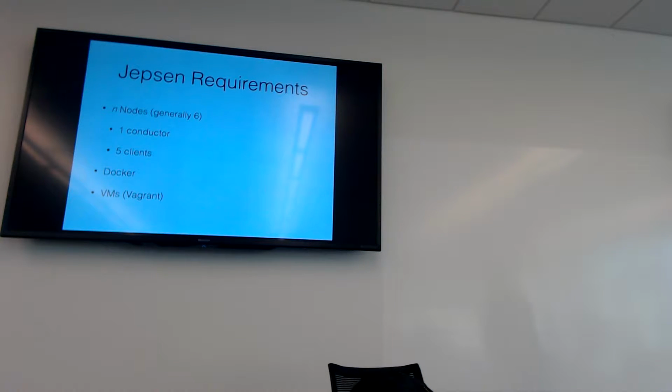So what do you need to set up a Jepsen cluster? You're going to need at least n nodes, where n is generally 6. One of those nodes is going to be a conductor, or basically a control system, and the other 5 are going to be members of your cluster. The conductor will write data to individual members of the cluster, and then check the status of, and then inject failures into those different nodes. And at the end, it will check to see that they all have correct data.